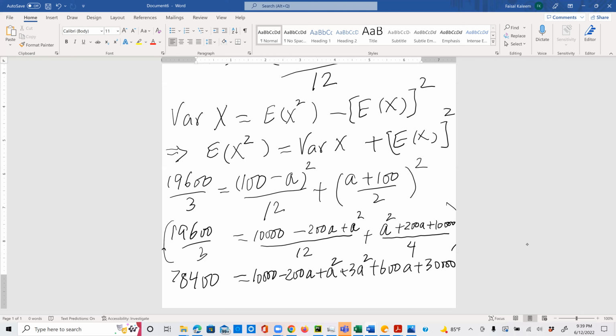Now let's move everything to one side. So 0 is equal to a squared plus 3a squared, so that's 4a squared. Then minus 200a plus 600a is 400a. Then 30,000 plus 10,000 is 40,000, and when you subtract 78,400, that's negative 38,400. We can divide it all by 4, so this would be a squared plus 100a minus 9,600.